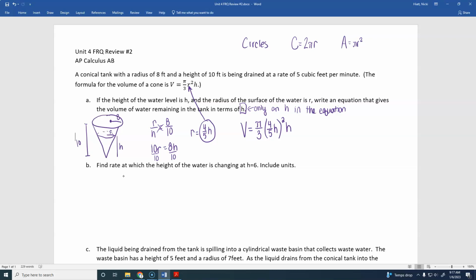But if we do go ahead and square this, we've got pi over 3, and that's going to be 16 over 25 h squared times h. And so that's going to give us the volume formula of 16 pi over 75 h to the third.